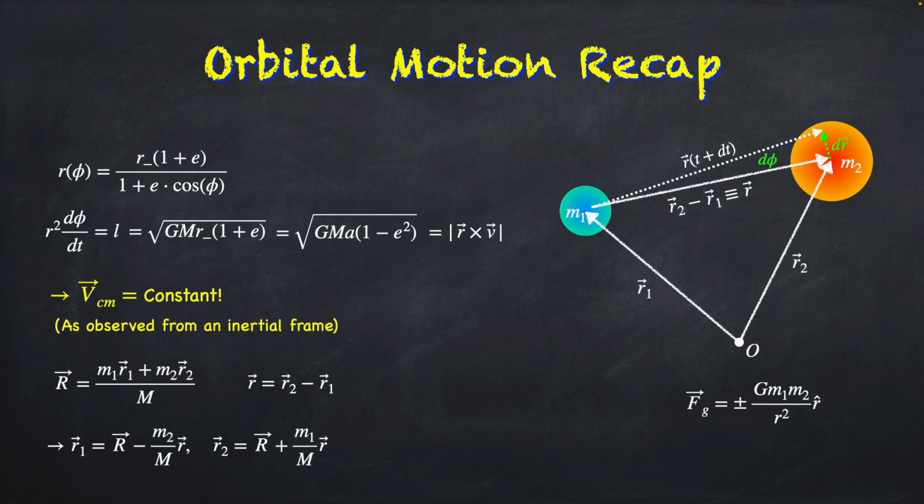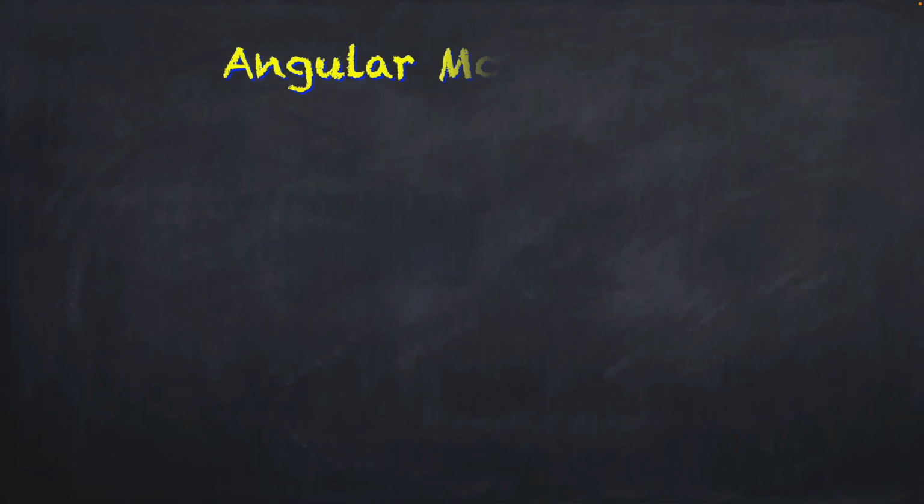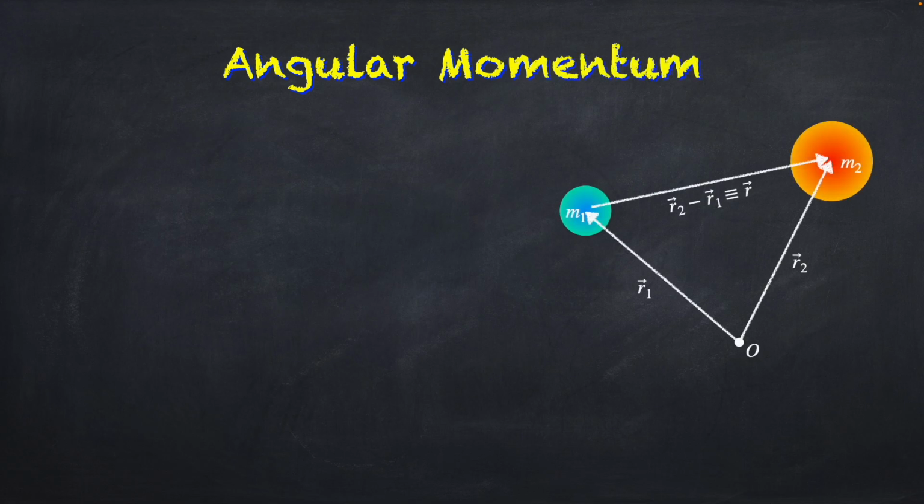Okay, now that we have our initial setup, we're ready to check out the angular momentum of this system. Angular momentum, which I'm going to call L, is defined in the following way. It's the position crossed with the momentum.